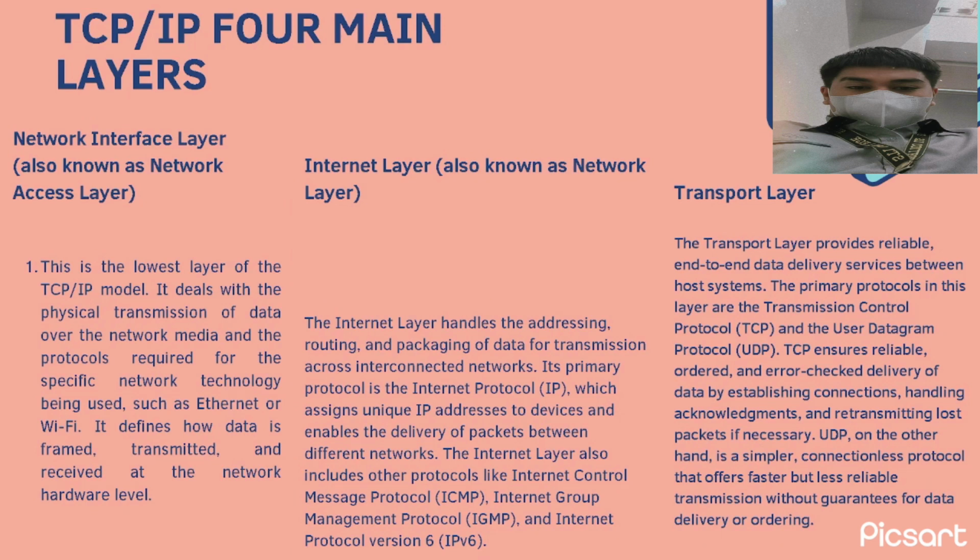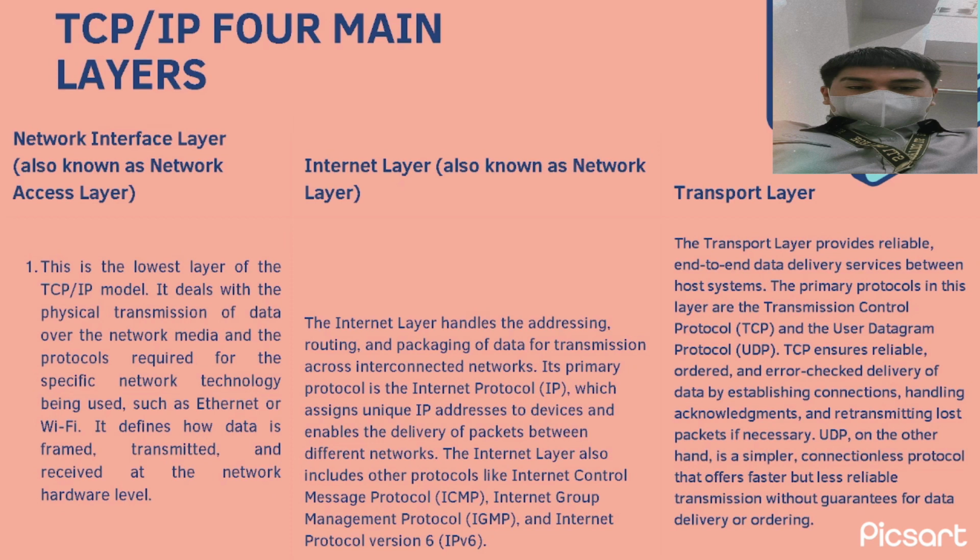TCP/IP has four main layers. For the first one, the Network Interface Layer, also known as the Network Access Layer. This is the lowest layer of the TCP/IP model. It deals with the physical transmission of data over the network media and the protocols required for the specific network technology being used, such as Ethernet or Wi-Fi. It defines how data is framed, transmitted, and received at the network hardware level.